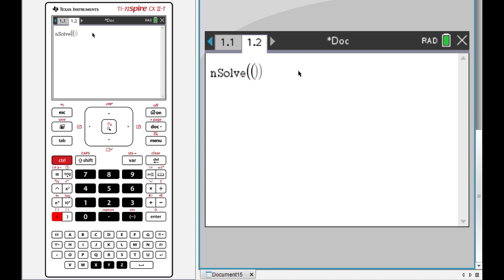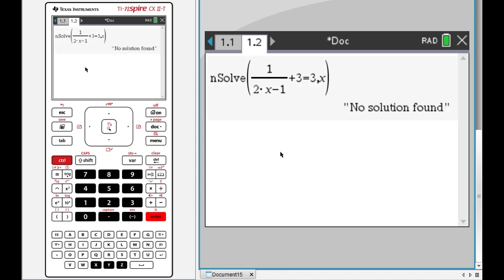So I need to type in my function, which was 1 divided by 2x minus 1 plus 3. Okay, and I'm trying to solve that equal to 3. So I type in my entire equation, comma, and then what I want it to solve for. So I want it to solve for x. I close my brackets, I hit enter, and I get no solution found. So we can see, equating my original function to 3, they do not have an intersection, which again is a good check that the asymptote that you found is correct.